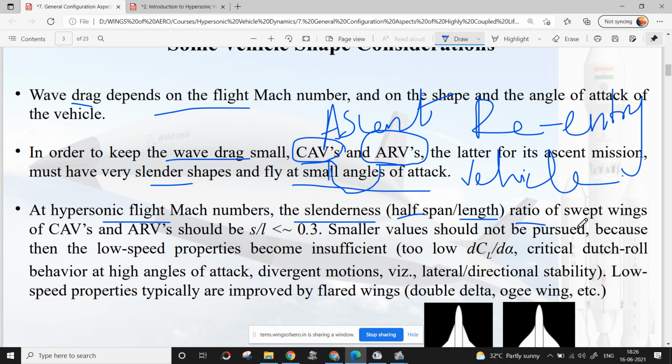So we are going with a swept wing, right? Of CAV or ARV, we are going to have a swept wing where the half span length divided by the length of the fuselage needs to be 0.3. The slenderness ratio needs to be 0.3. So why are we going with a lower value? Why are we not going with a higher value?